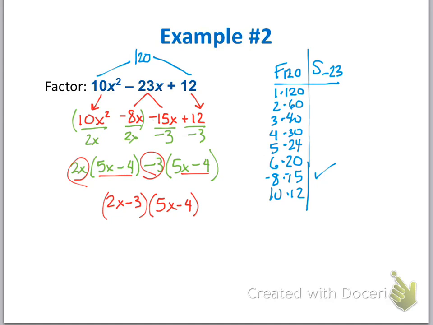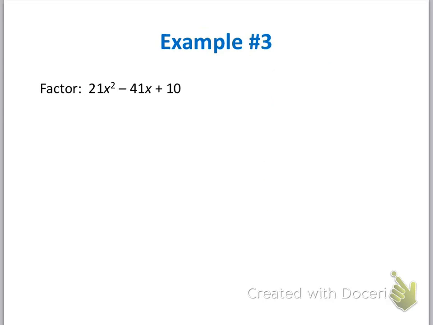Hope you're getting the hang of this. Let's do some more. Take a look at this problem here. Again, we've got ax squared plus bx plus c, so we can make a factor sum table. We're looking for factors of 210, remember multiplying these two together, that add up to negative 41.